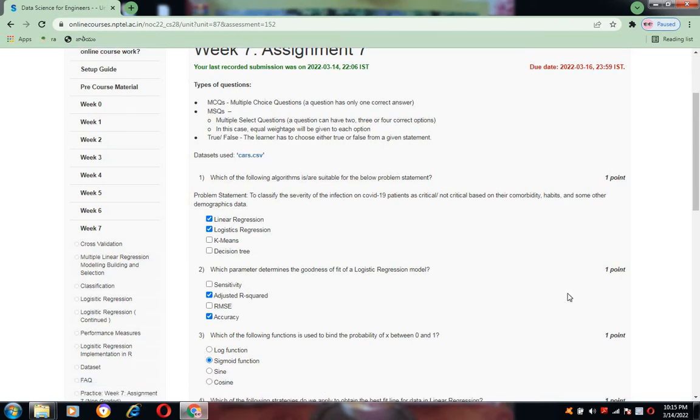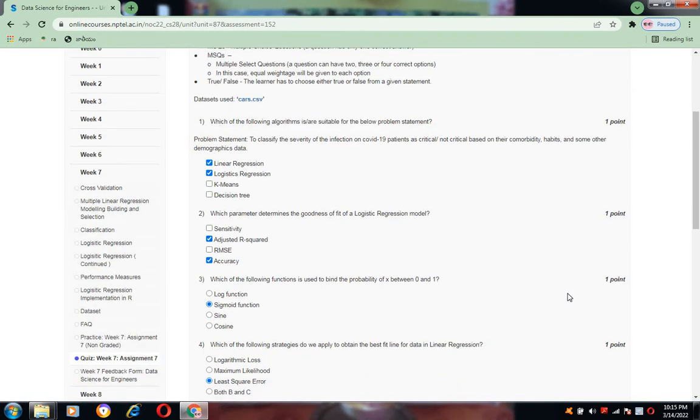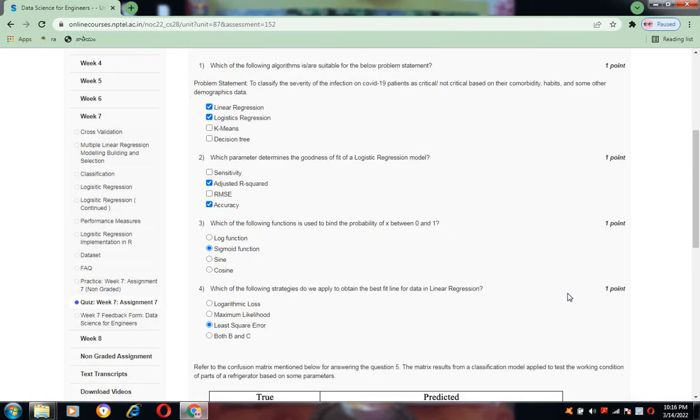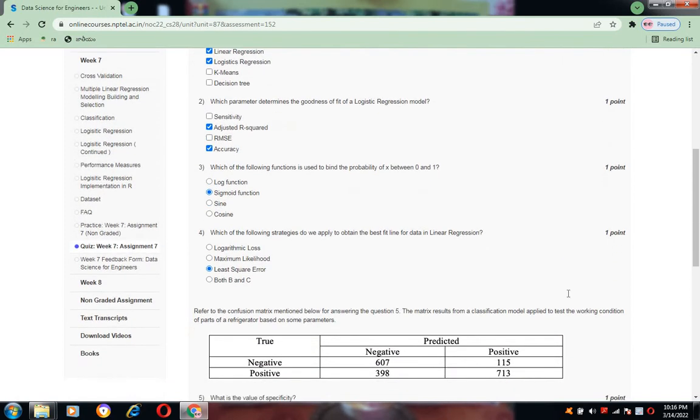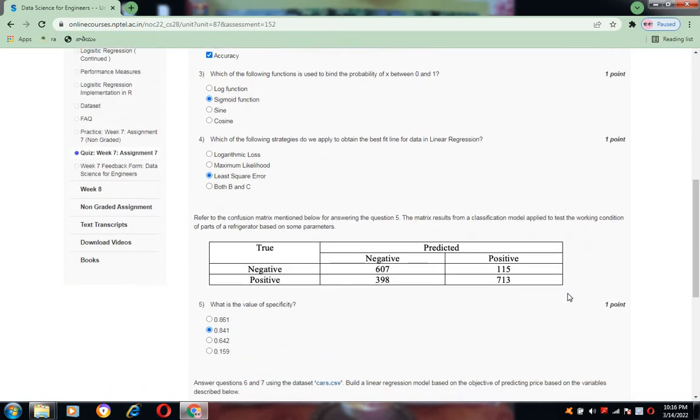Coming to question number 2, which parameter determines the goodness of fit of a logistic regression model? Adjusted R squared and the accuracy, these two are the parameters that determine the goodness of fit of a logistic regression model. Coming to question number 3, the answer is a sigmoid function. Coming to question number 4, which of the following strategies do we apply in the best fit line of the linear regression? That is the least square error method, we consider as the best method.